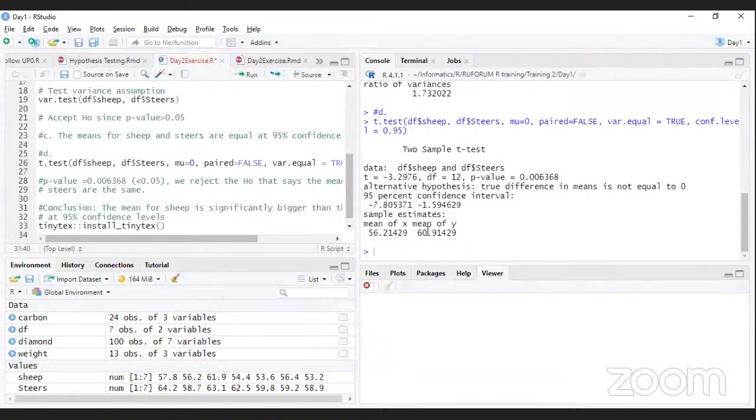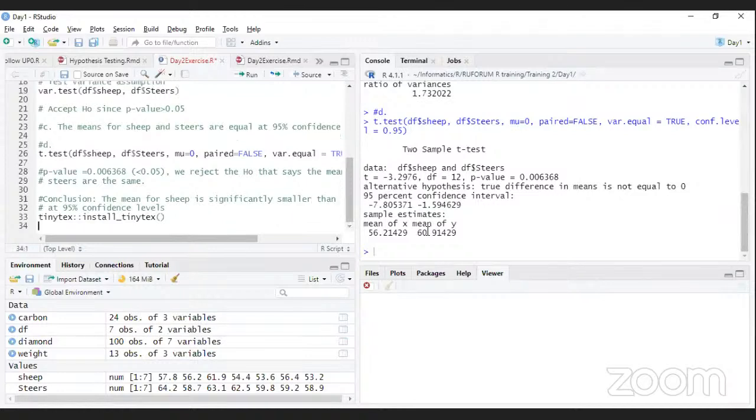Okay, so actually I made a mistake. It should be the mean for sheep is smaller because it's 56. It's smaller than the one for the steers. Okay, that's my presentation.